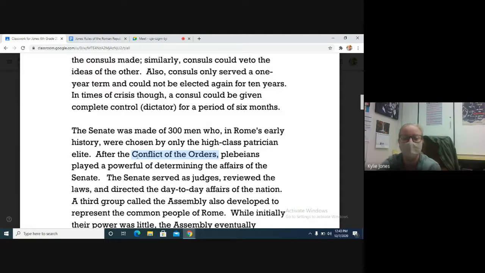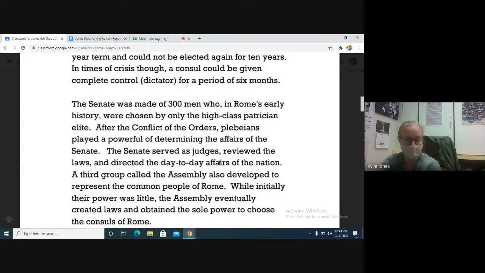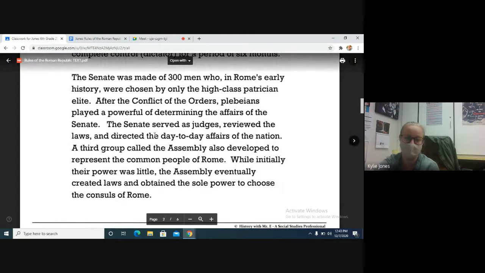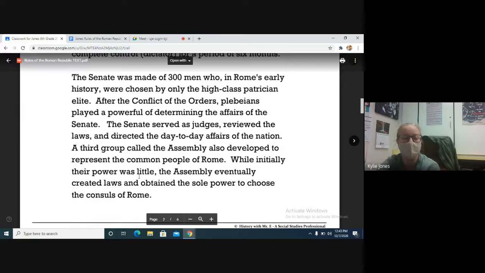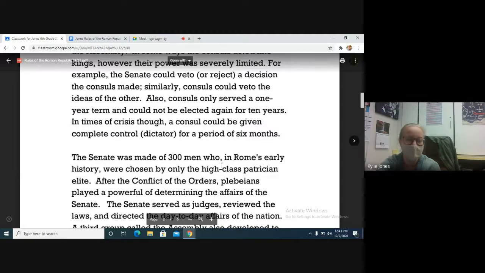too. So after the conflict of the orders, plebeians played a powerful role of determining the affairs of the state. The Senate served as judges, reviewed the laws, and directed the day-to-day affairs of the nation. A third group, called the Assembly, also developed to represent the common people of Rome. While initially their power was little, the Assembly eventually created laws and obtained the sole power to choose the consuls of Rome. So, a lot of information there.